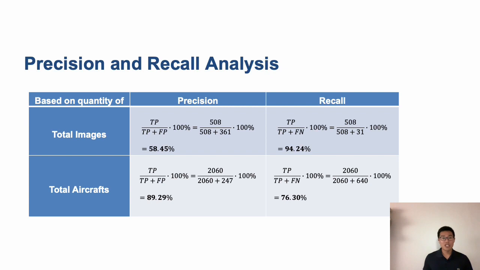Now moving on to the precision and recall analysis. Again, we separated into two different ways to quantify the results. The first row is based on the total number of images, and the second is based on total aircraft. Because each image may contain more than one aircraft, we separated based on images and aircraft. For the case of the images, the precision is 58.45% and the recall is 94.24%. For the case where we consider the total number of aircraft, the precision increased to 89.29%, whereas the recall dropped to 76.3%.